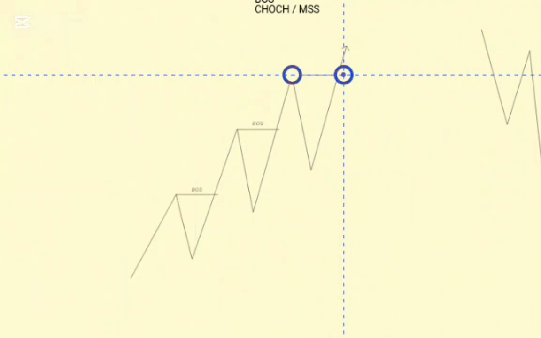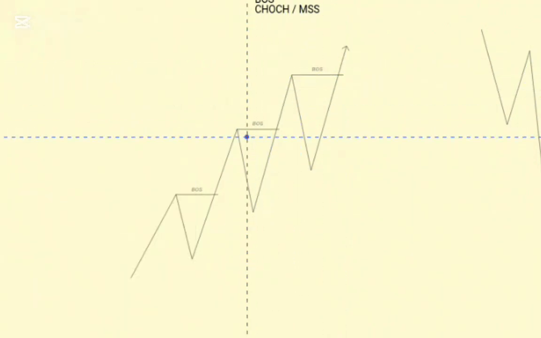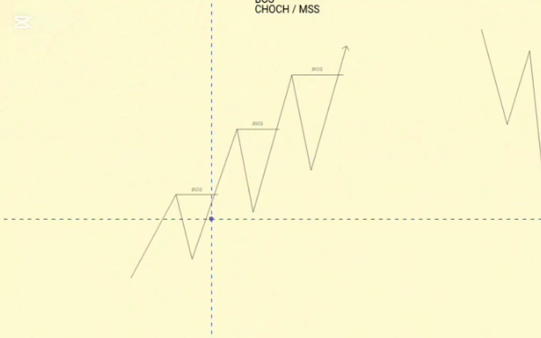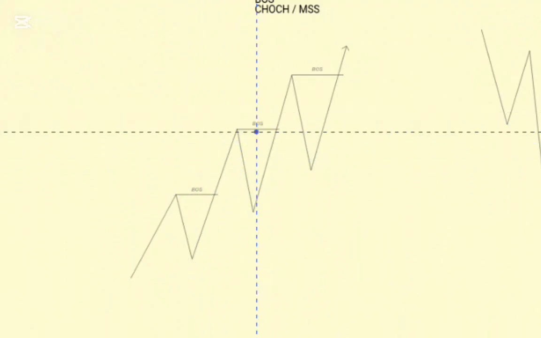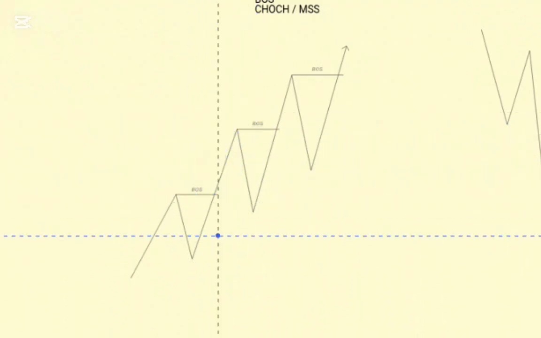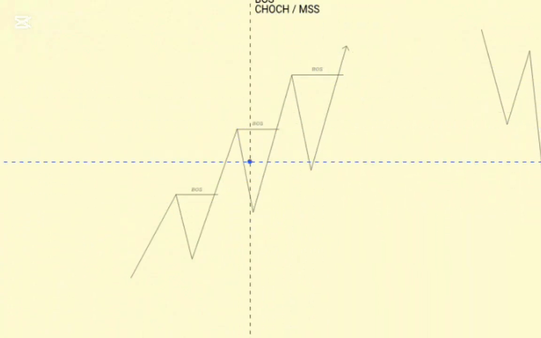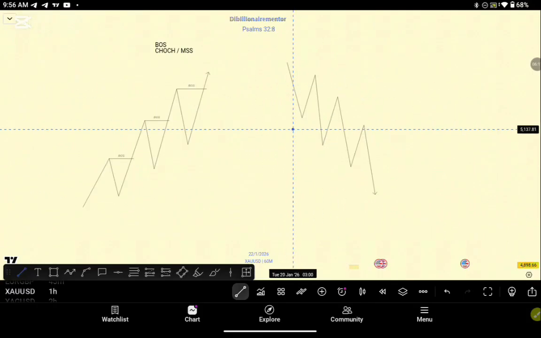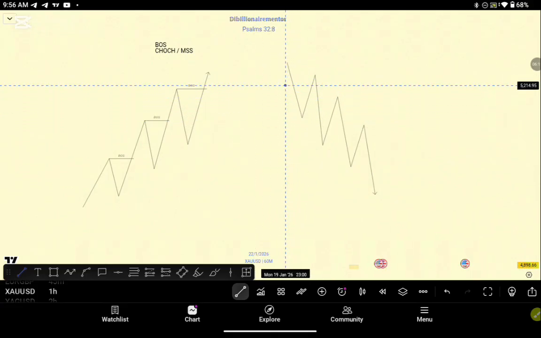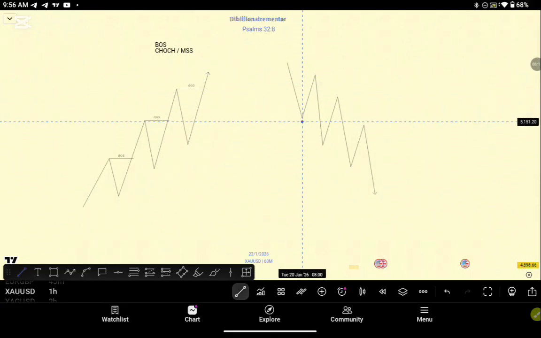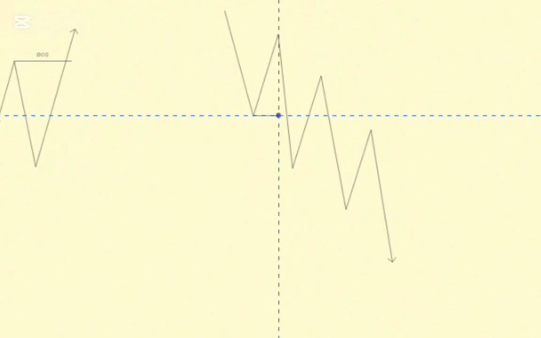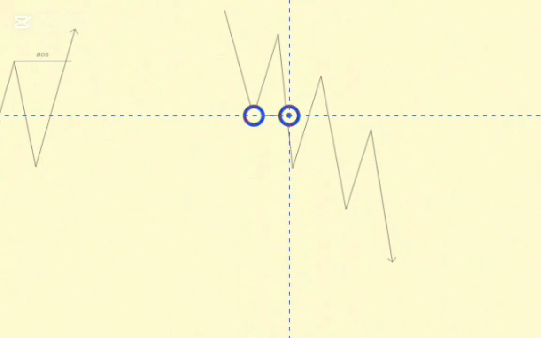So anytime we see price break this previous high, it's an indication that price is willing to continue the bullish momentum. Now, in the bearish structure, price begins to violate the lows. Don't forget, those lows are the targeted lows, which is what we expect price to take out.